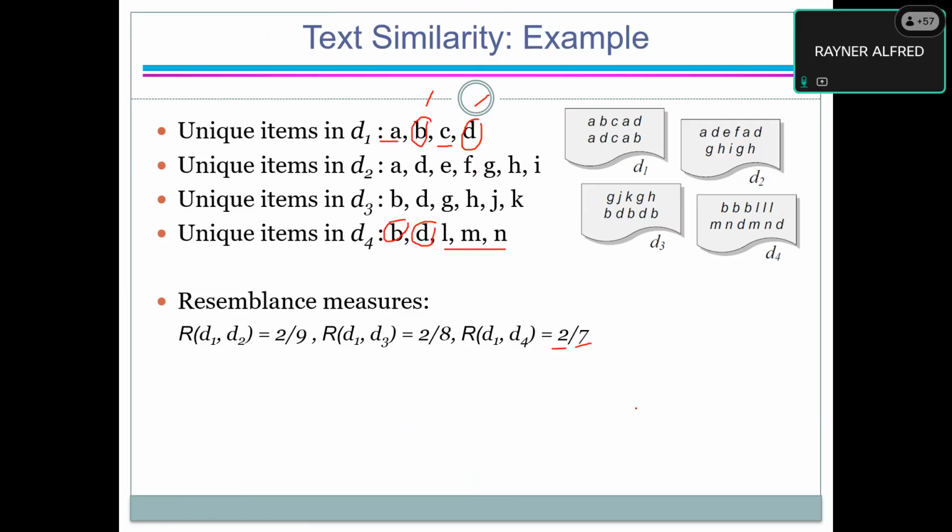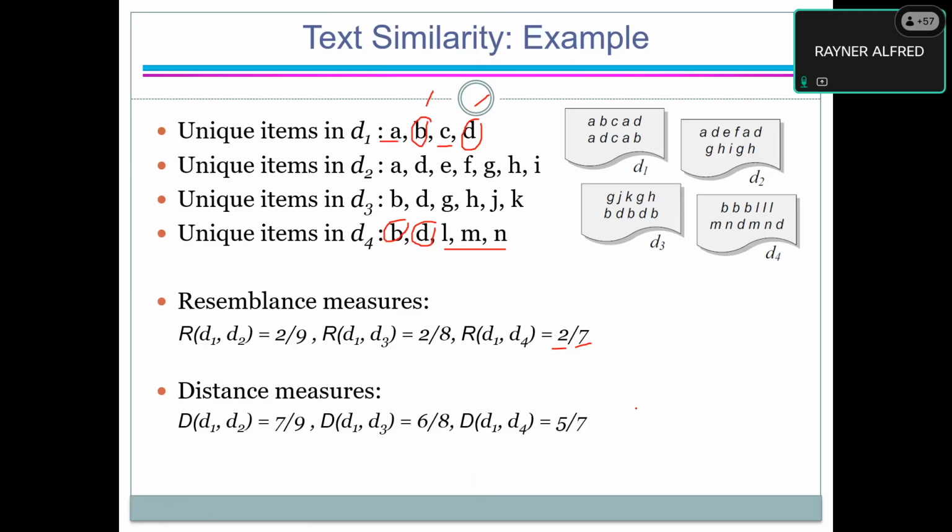Okay, so this is the resemblance measure. The distance will be 1 minus that number. So the smaller the distance, the better the similarity here.